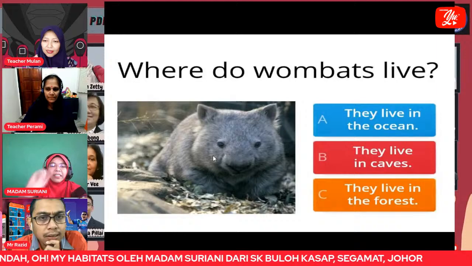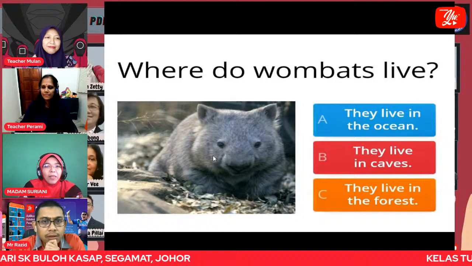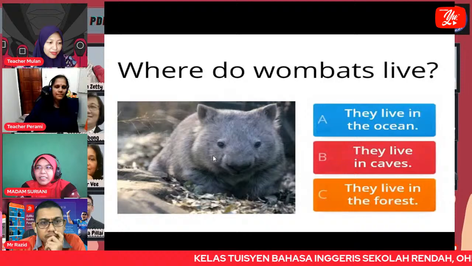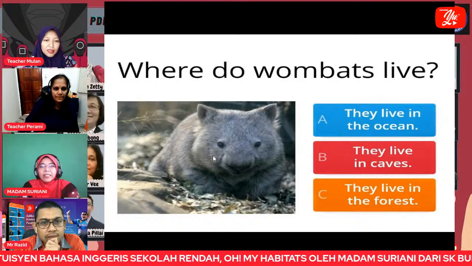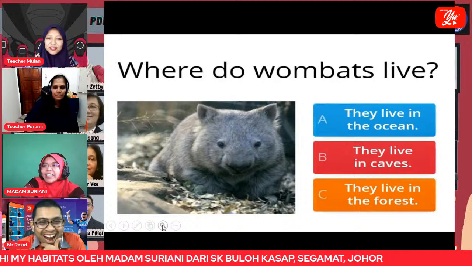And then, where do wombats live? Wombat is an Australian animal. This is wombat. A, B, or C. They live in the ocean. They live in the caves. They live in the forest. Somebody of you said B. They live in caves. Actually, they live in B and C. They do not live in the ocean. So wombat is from Australia.